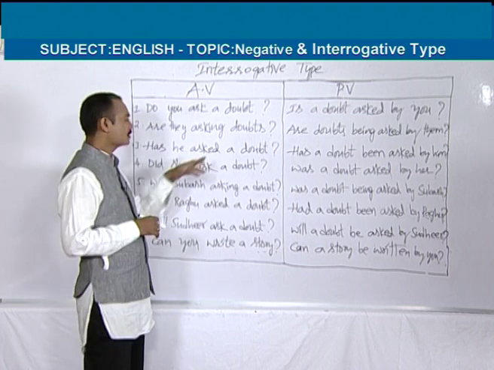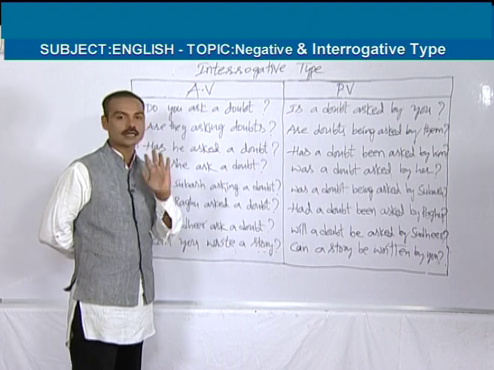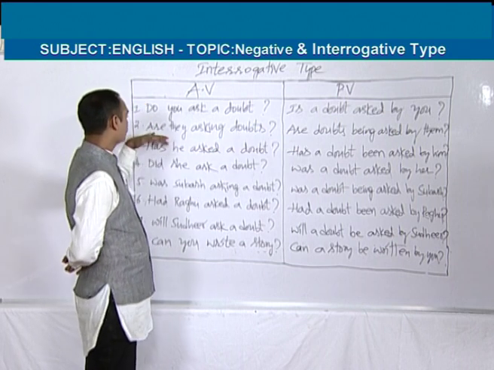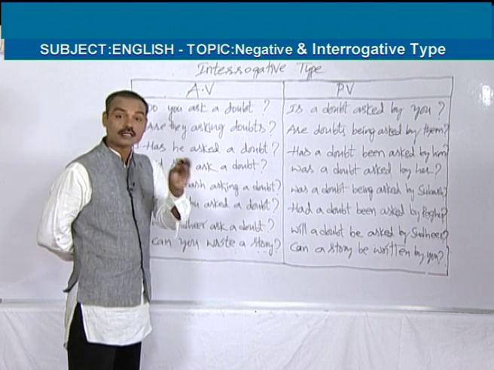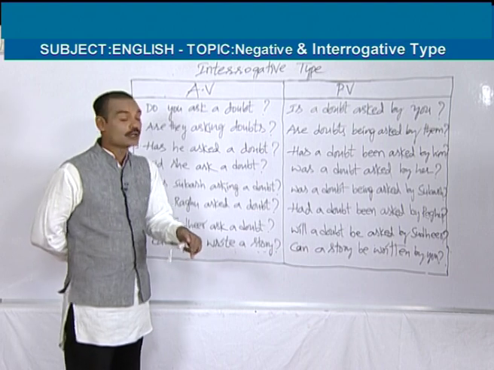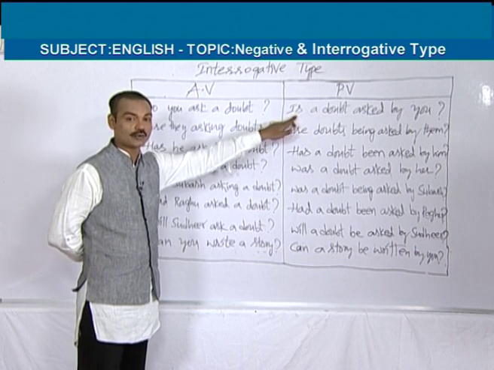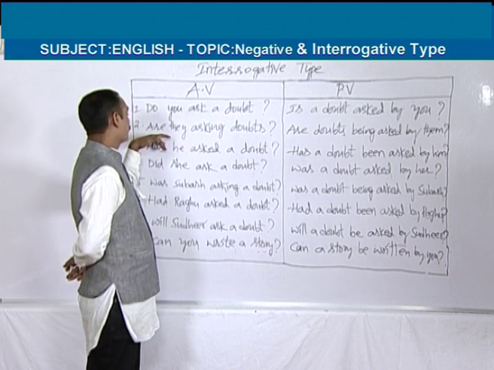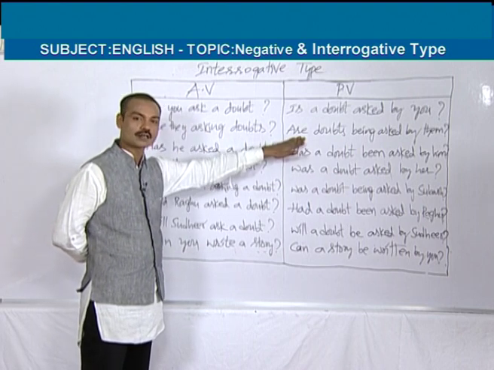Yes. See friends, before changing this active voice into passive voice, you should find out whether the object is singular or plural. Doubts, plural object. Again, when the active voice starts with am, is, are, the passive voice also should be started with am, is, are. Important point: just 2 minutes ago I told you, if the active voice starts with do or does, the passive voice should be started with am, is, are. Again I am going to tell you, when the active voice starts with am, is, are, the passive voice also should be started with am, is, are.